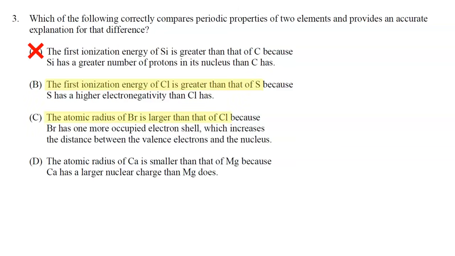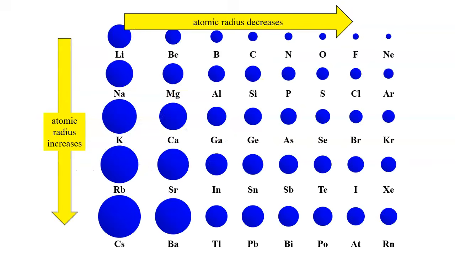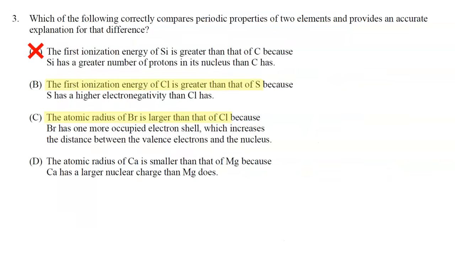Let's skip the explanation for the moment and take a look at choice D. We're comparing calcium and magnesium. So here are calcium and magnesium. They're in the same group. We would expect the atomic radius of calcium to be larger than that of magnesium. In choice D, it says the atomic radius of calcium is smaller than that of magnesium. We know that's incorrect, so we can eliminate choice D. Now, we've narrowed down our answer to either B or C. Let's take a look at the explanation and see which one is accurate.